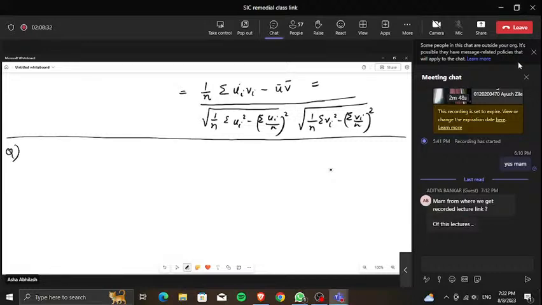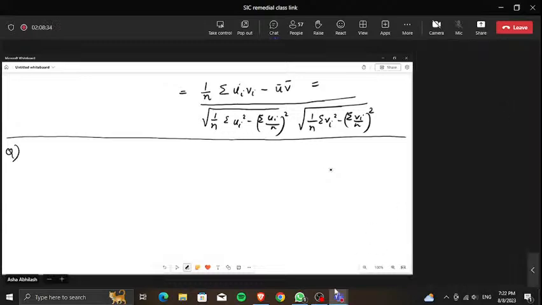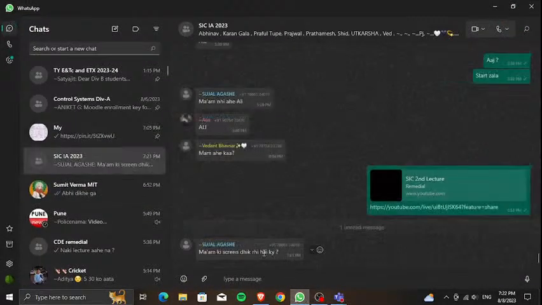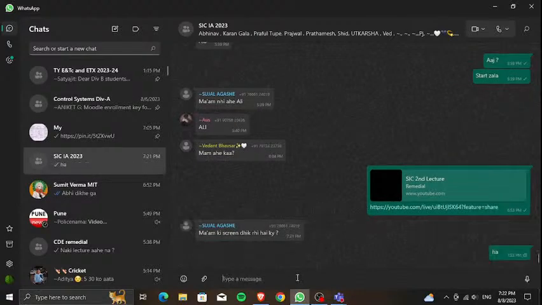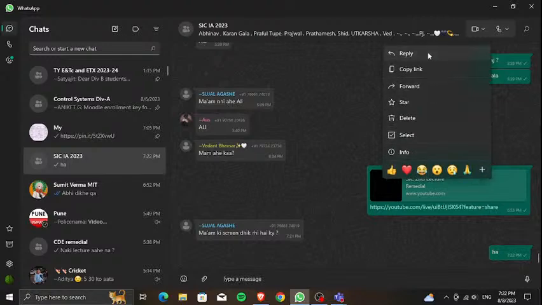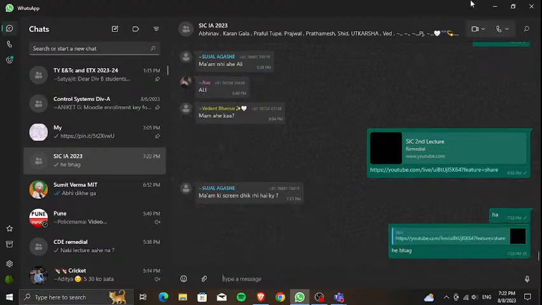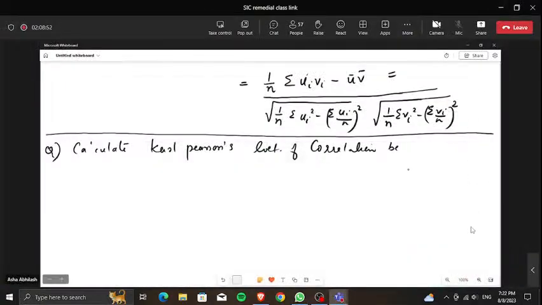Calculate, I am not giving the whole question as it is, just find, calculate Karl Pearson's coefficient of correlation between X and Y data.